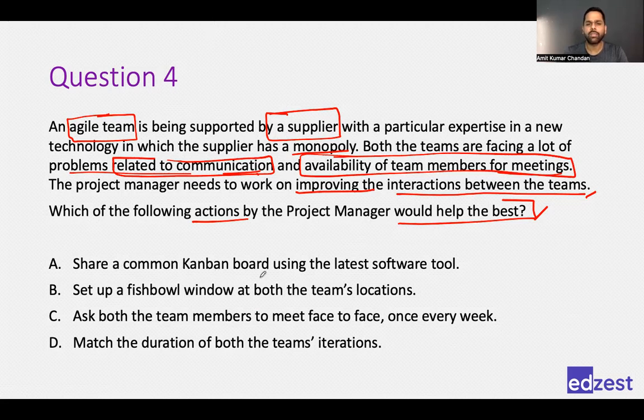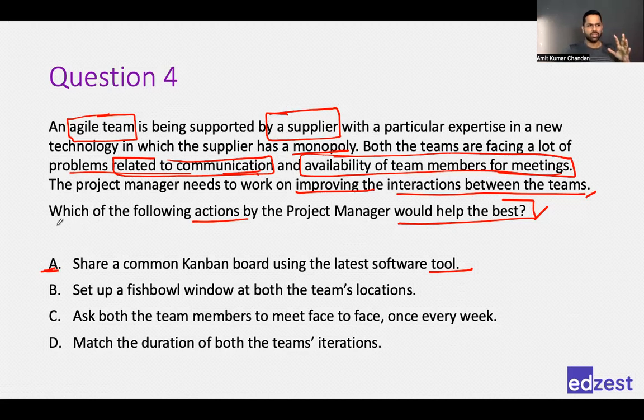Share a common Kanban board using the latest software tool. A Kanban board would help us in understanding the flow of work. Okay, it may indirectly help us in communication, but it is not directly related to that. Right. So not sure about this question, so I'll just park it.